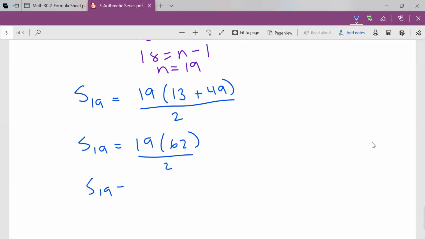And S19, I'm trying to pick up my calculator as little as possible. And now I'm going to just put that in my calculator. 31 times 19, that sounds like 589.